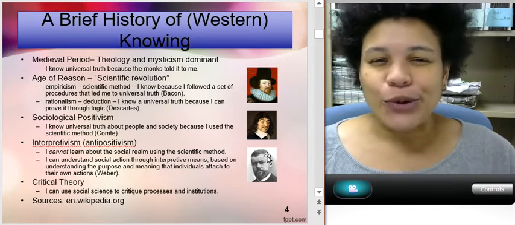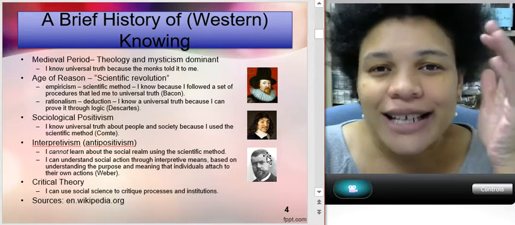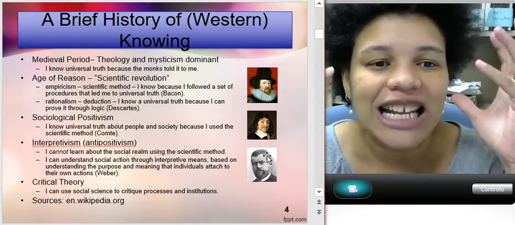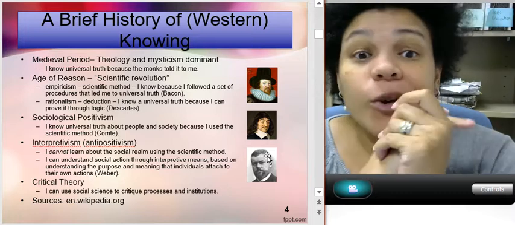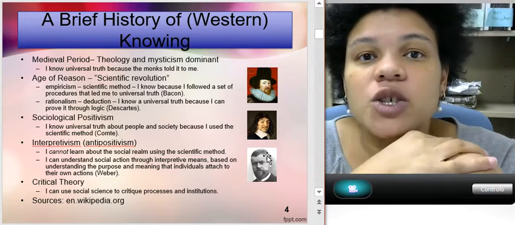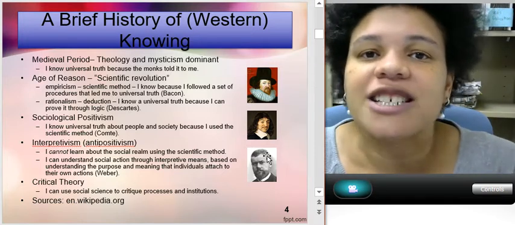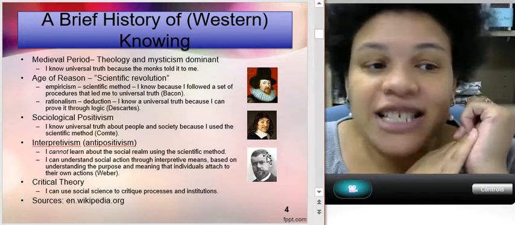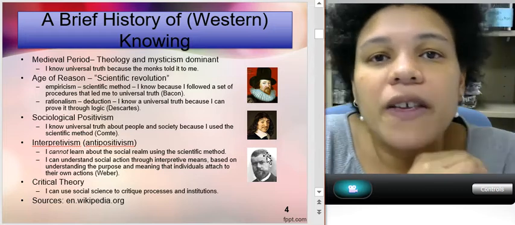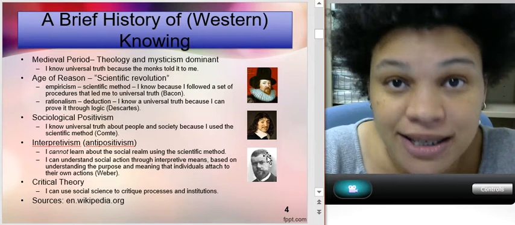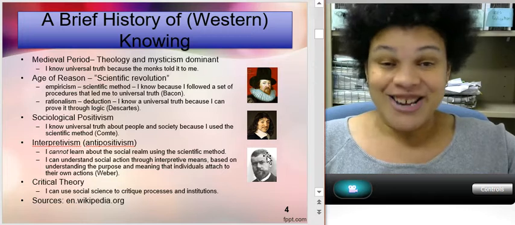Okay, so here's a brief history. In order to really understand quantitative versus qualitative, you need to have kind of an understanding of the history of science. So why don't we go back to the medieval period? And I'm talking about the history of science from the European or Western perspective, okay? Because the history of science is very different in other cultures. Okay, so let's go back to medieval Europe, right? So how did people know things then? It was based on their theology and also on mysticism. That's what was dominant. I know universal truths because the monks told me, right?